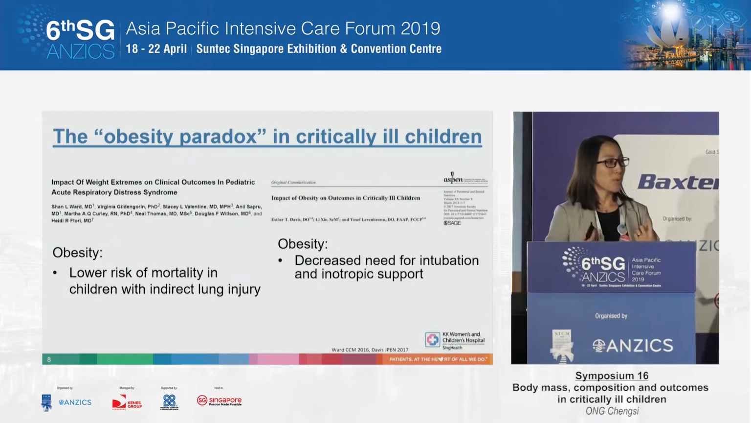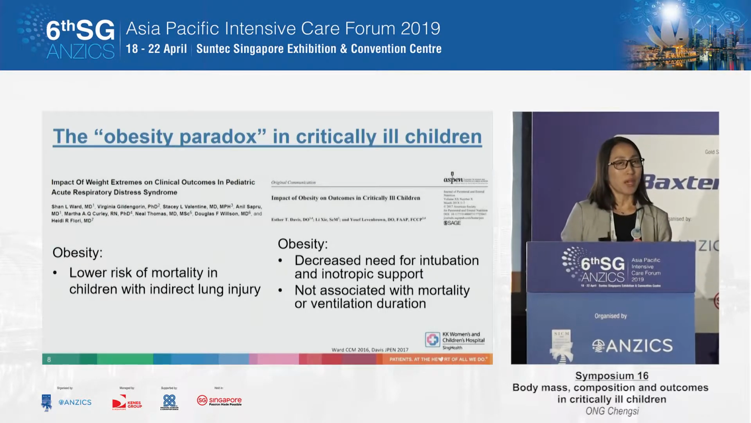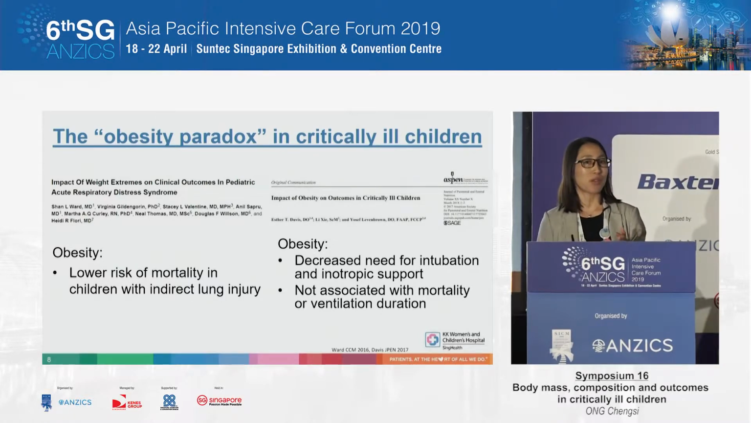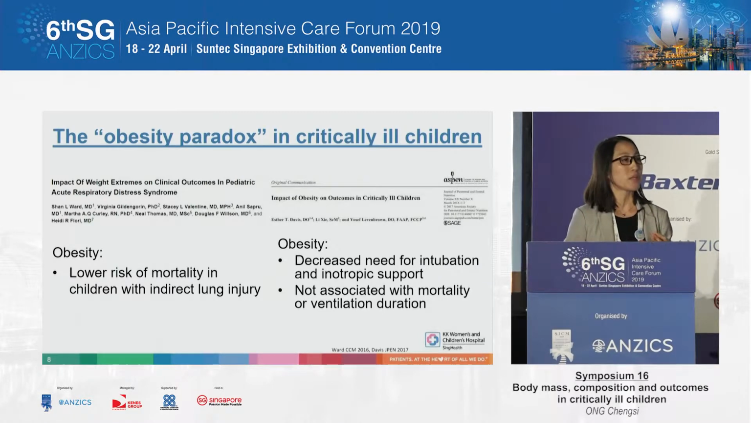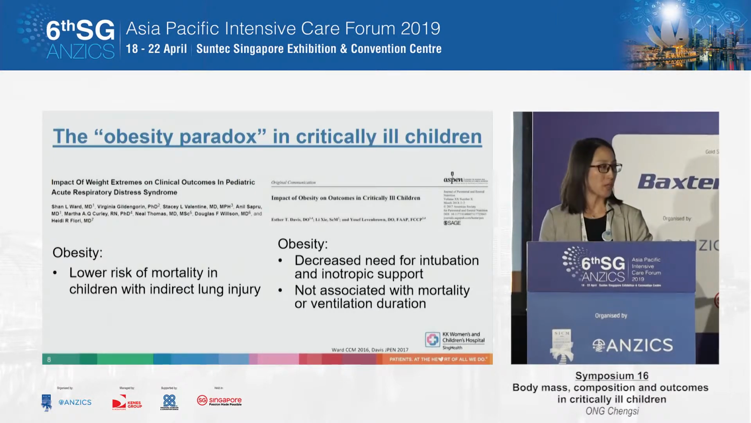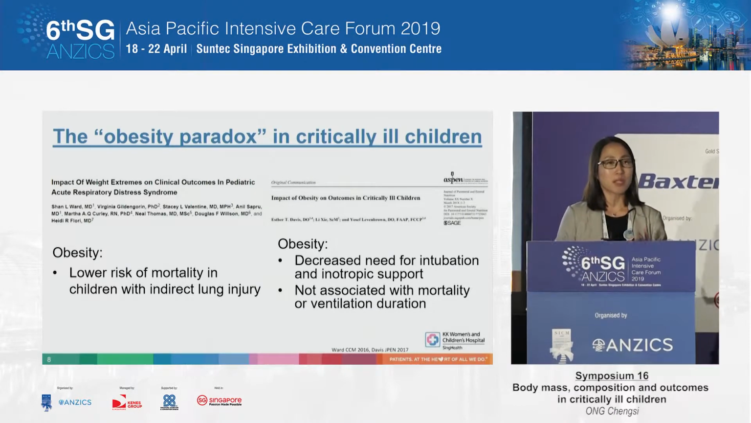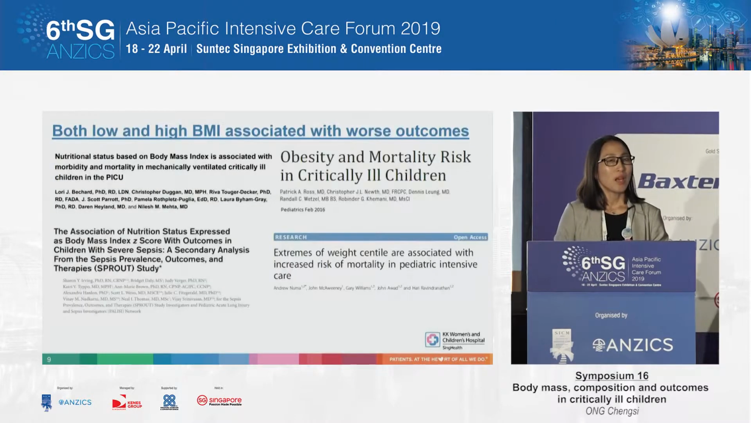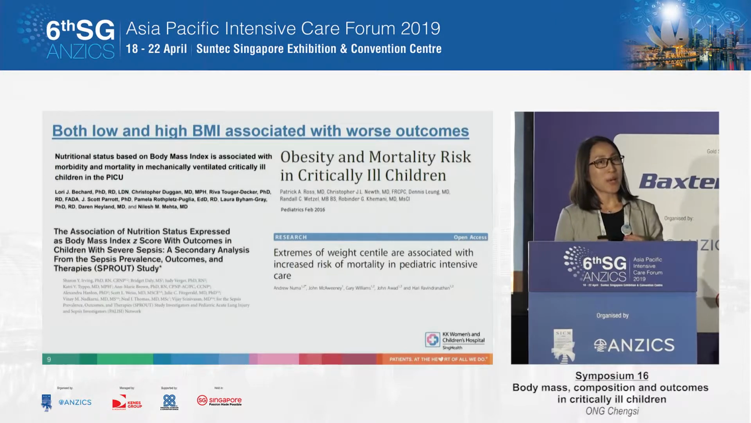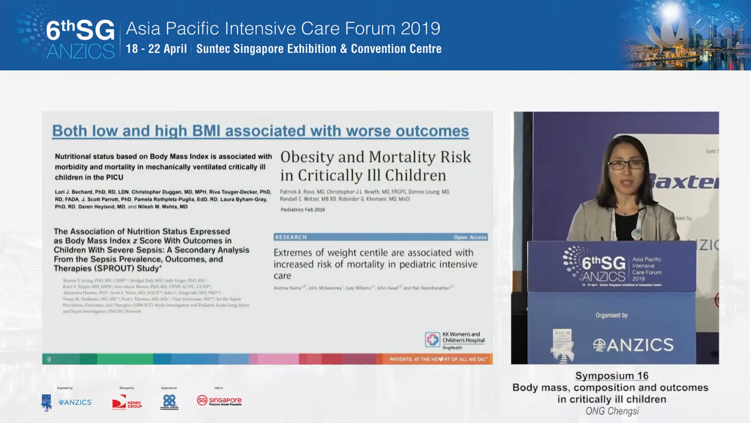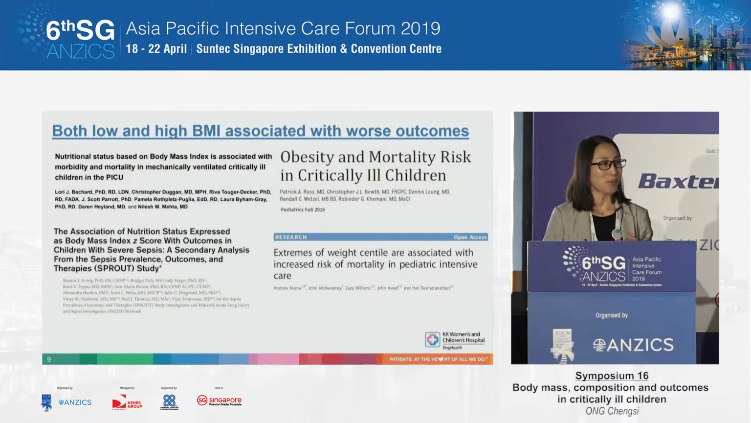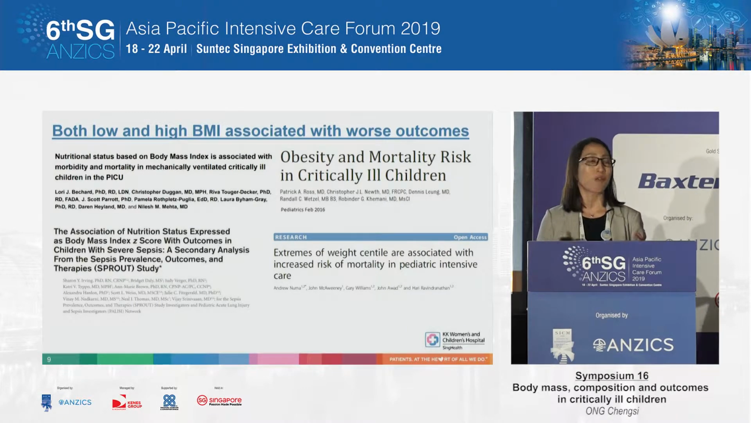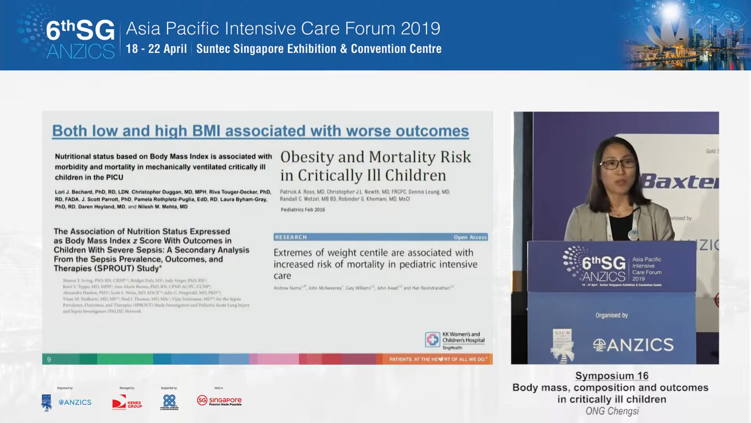But there are also studies that demonstrate it was not associated with reduced mortality, but it was associated with a decreased need for intubation and inotropic support. So maybe there's still this obesity paradox, but you can see that the evidence is not very consistent anymore. On the other hand, in the past few years, there are also several studies that have shown that obesity is also associated with increased risk of worse outcomes, and I'll take you through some of them.